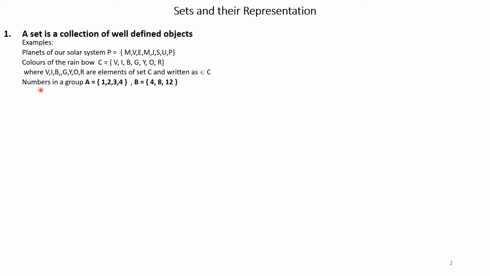Numbers are another example. Let us take a group A which is equal to {1, 2, 3, 4}, and another group of numbers B equal to {4, 8, 12}. Objects, elements and members of a set are synonymous. In the above example, the numbers 1, 2, 3, 4 are called elements, or sometimes objects. You can also call them members of a set. These terms are used interchangeably and are all synonymous.